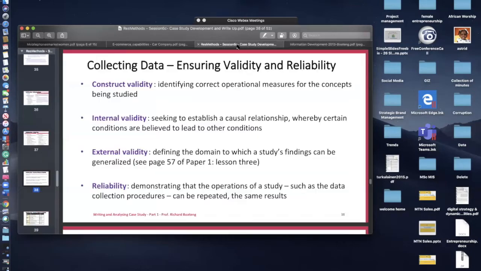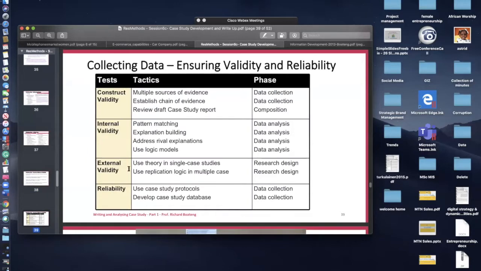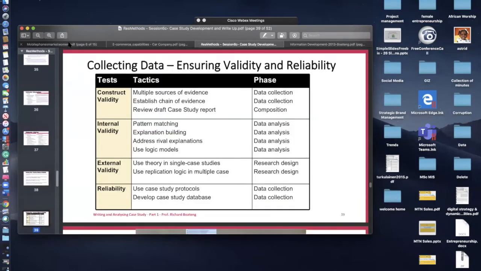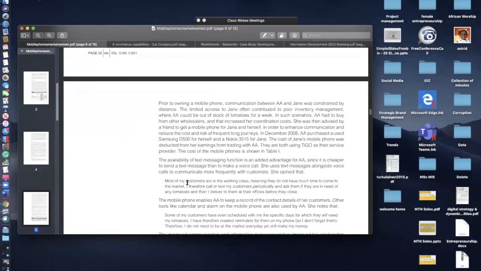You now give us enough information to believe that it is plausible for this to occur. So what does she do? She does explanation building. Before, if you look at AA's story, most of my customers are working class, meaning they do not have much time to come to the market. I therefore have built an explanation why I do something.